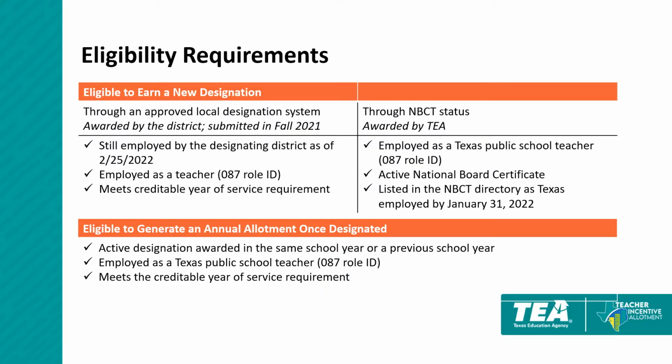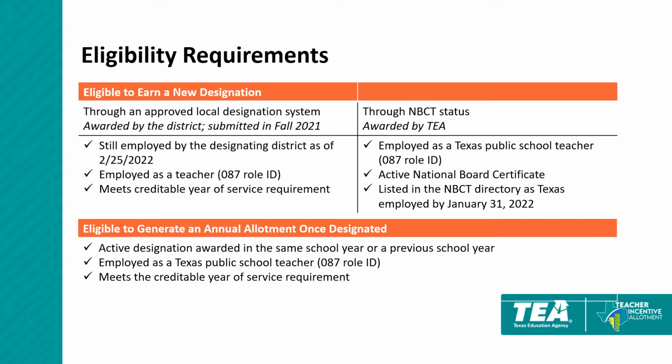We'll now take another look at the eligibility requirements. Teachers who were put forth for designation this year and submitted by approved districts in fall of 21 must still be employed with the district as of February 25th. They must also still be employed as a teacher, which means a 087 role ID, and meet the creditable year of service requirement. Our next slide will go into detail on the creditable year of service.